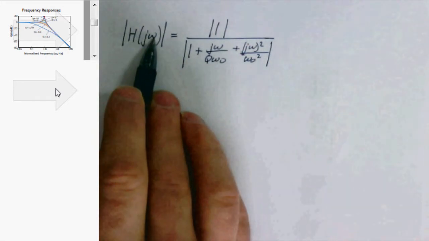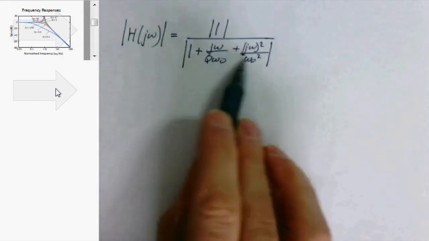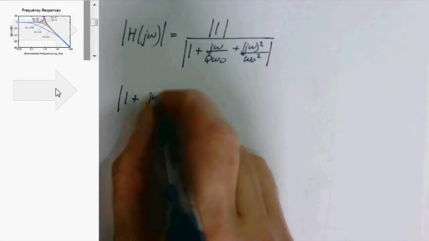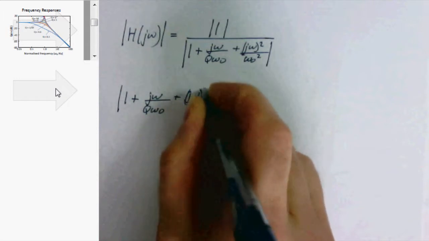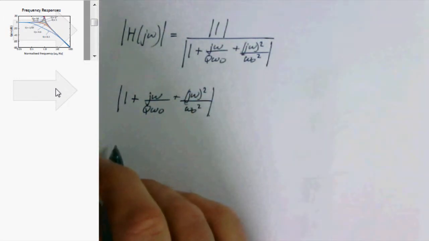Now, if we want a maximum value of H of j omega, where the numerator is clearly constant, we must have a minimum value of the denominator. So what we're interested in doing is finding the minimum possible value of this. We want a minimum.